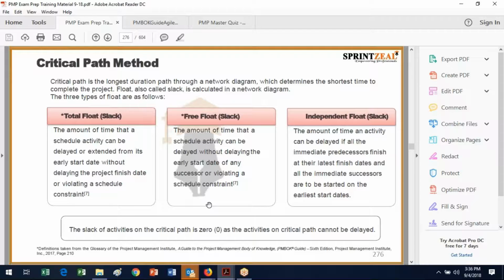The total float, okay. From the early start date, without delaying the project finish date.